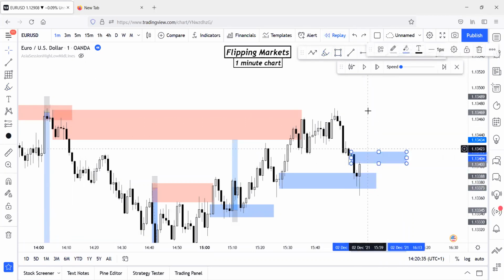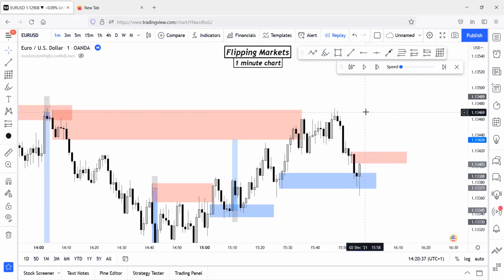Sorry, let me just finish the color. Okay, so let's just put our gam box here on the 50% because the wicks are larger than the whole body.